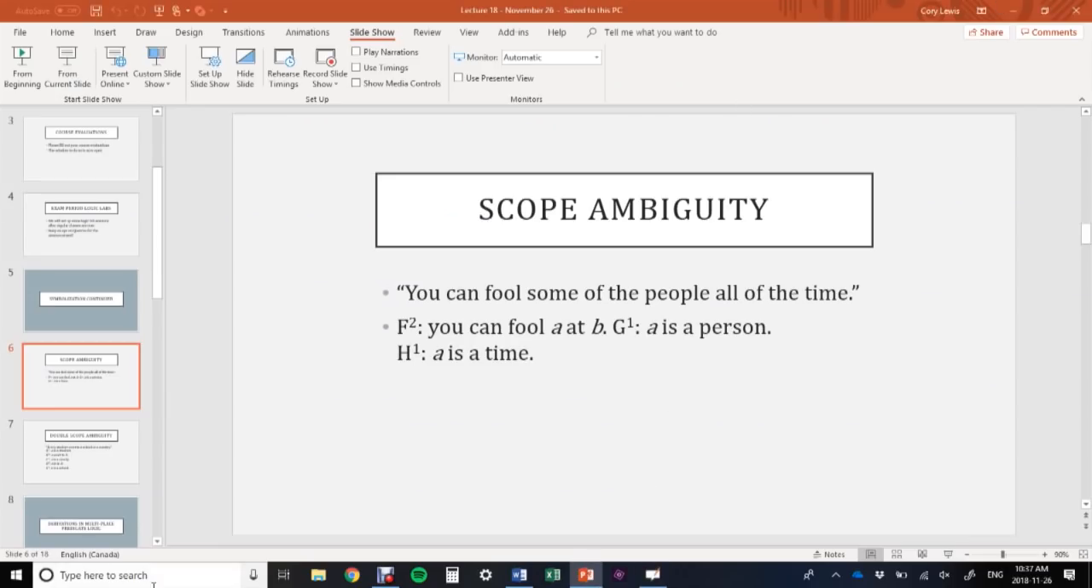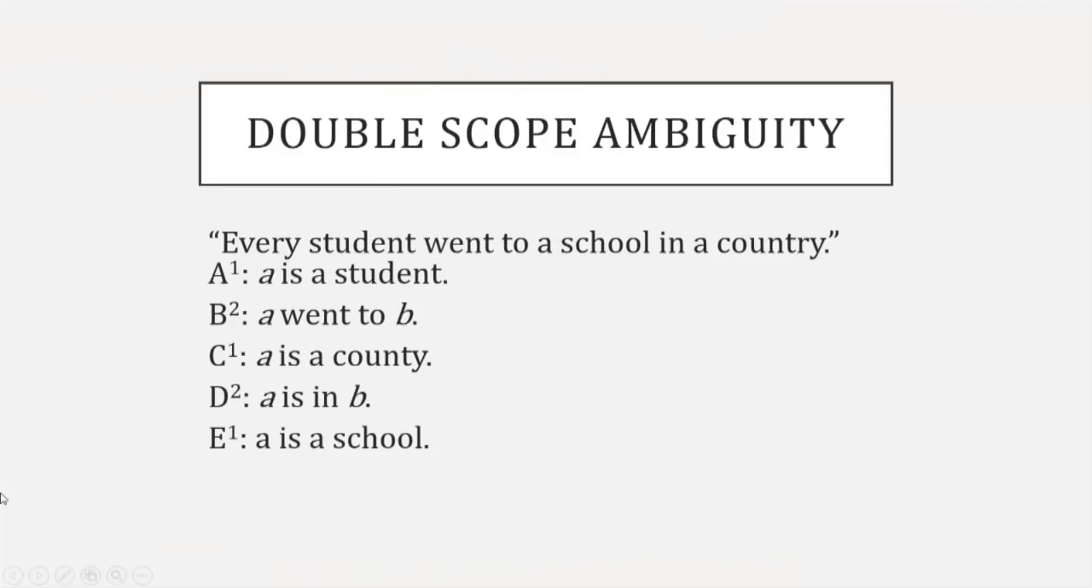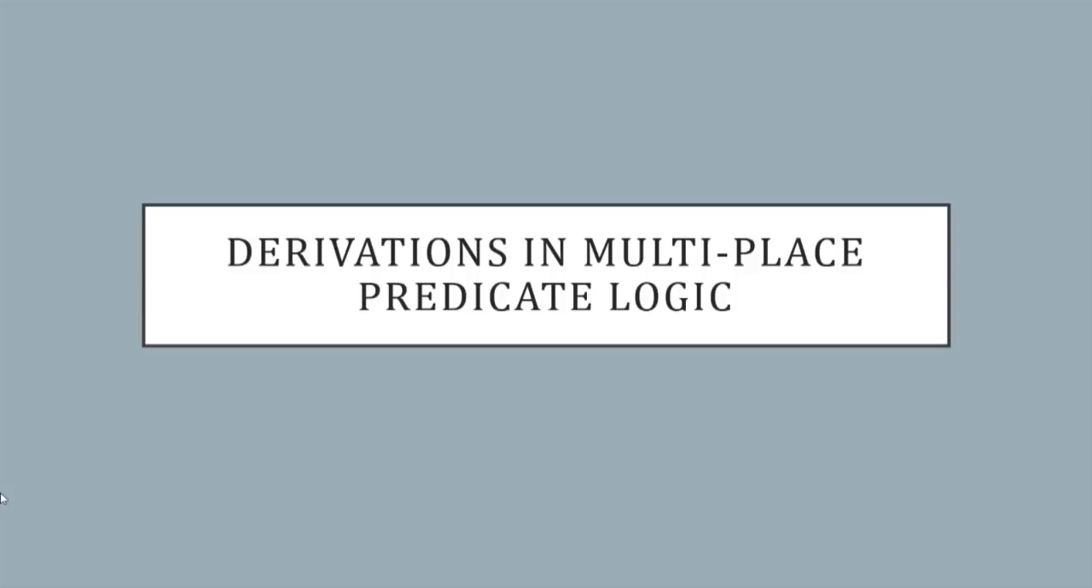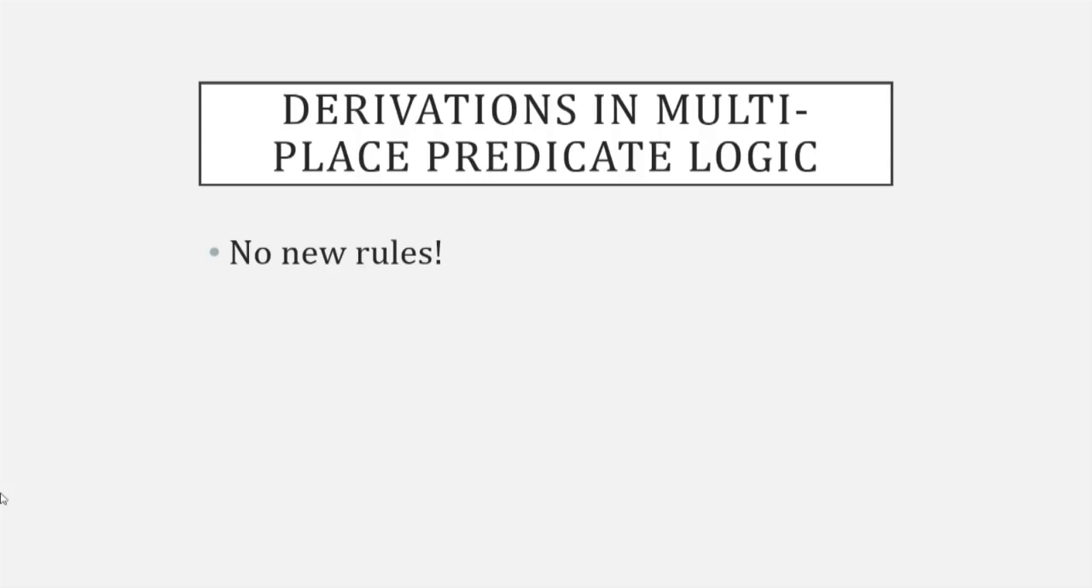That was scope ambiguity and double scope ambiguity. So now let's move on to derivations. I have good news about derivations in multi-place predicate logic. There's nothing really new to learn. The chapter in the textbook on this is very short. They're like, just do the same thing from single-place predicate logic, the end.